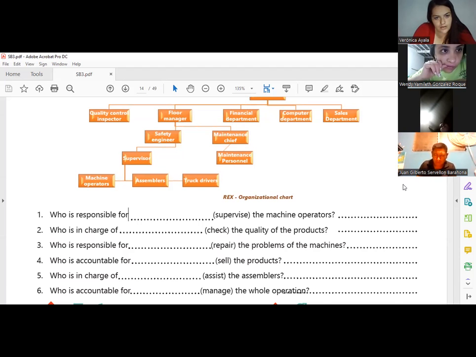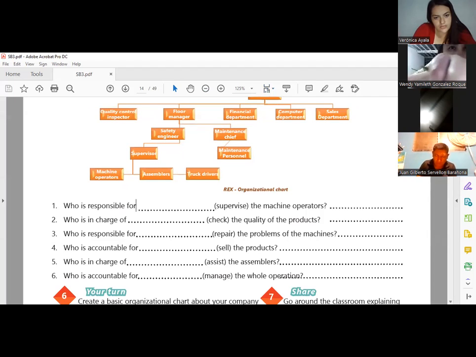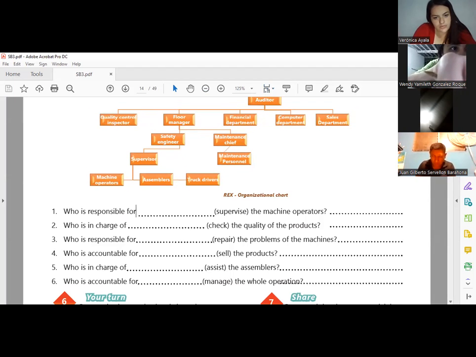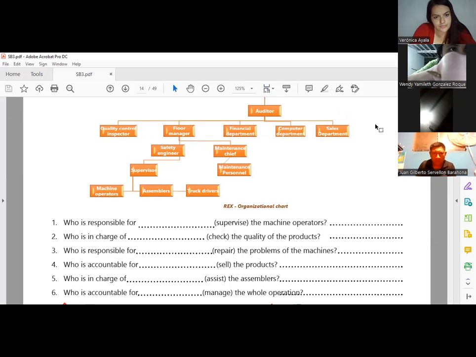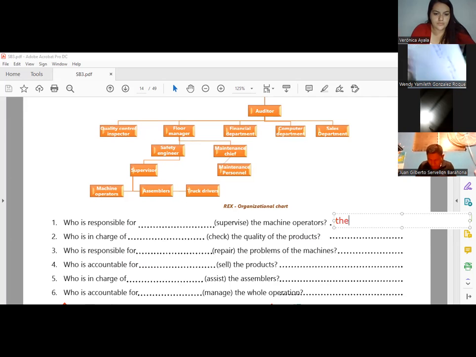¿Quién será? Safety engineer? Give me one second. El supervisor. There you go. In this case, it's the supervisor, right? That's the one. Es como el jefe inmediato, por así decirlo. Okay, the supervisor. Now, next.